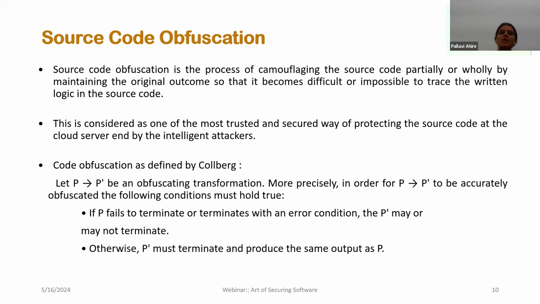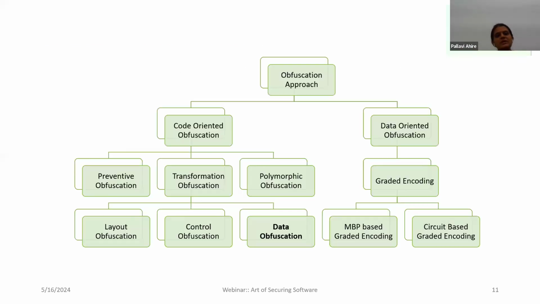So we have to play around with the logic of the code, and change it in such a way that it is difficult for an attacker to impose all sorts of attacks, even the man in the middle attack, or even a ransom attack. So all those code attacks won't be possible when you have a mechanism such as source code obfuscation.